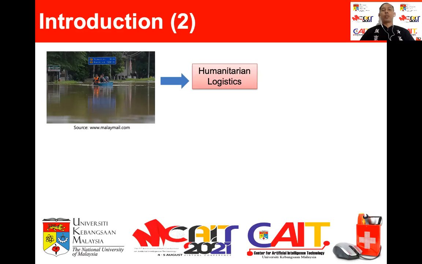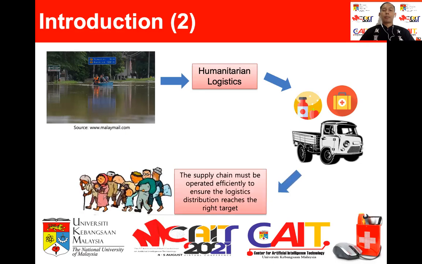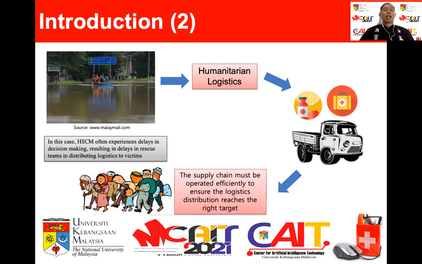So the government with NGOs and other stakeholders will together distribute the food and medicine, for example, to victims. So the supply chain must be operated efficiently to ensure the logistic distribution reaches the right target. But in this case, HSCM often experiences delay in decision making, resulting in delay for rescue teams in distributing logistics to victims. So that's why IT and IS are important for HSCM.